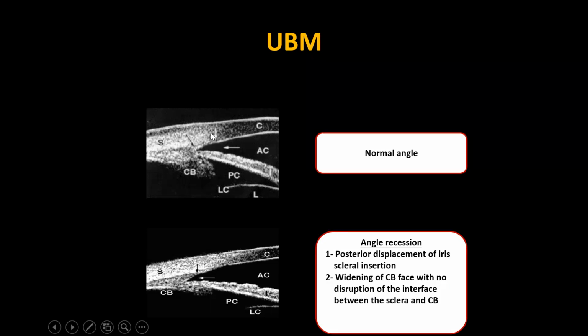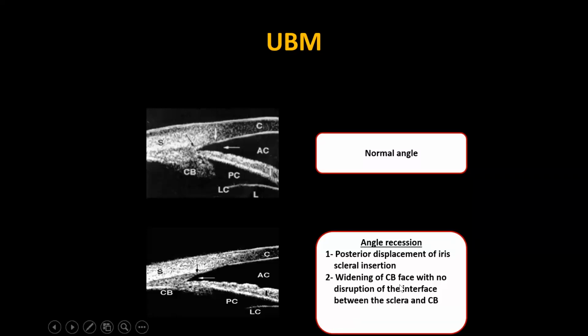Do you see my arrow on the slide? Yeah, it's clear. So look at this whitish arrow and look at the corresponding area, the expanded area here. Look at the ciliary body band appearing here, and compare it with the area superiorly. So there is a wide band of ciliary body being exposed right now. And you can see that the scleral spur is still in place. So what you have is posterior displacement of the iris scleral insertion and widening of the ciliary body face with no disruption of the interface between the sclera and ciliary body.